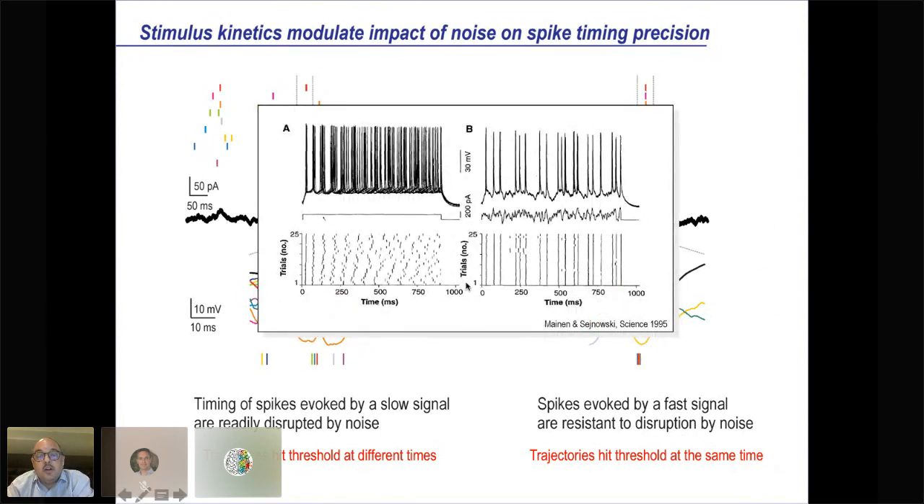So again, this is very consistent with what I've shown you before in the Mainen and Sejnowski paper, where these rapid fluctuations give you this consistent spike timing. And I would argue that it's more or less for the reasons that we've articulated in this simple simulation.